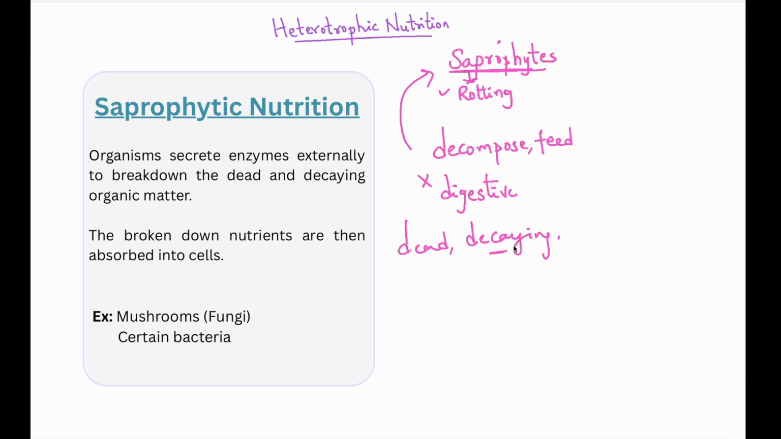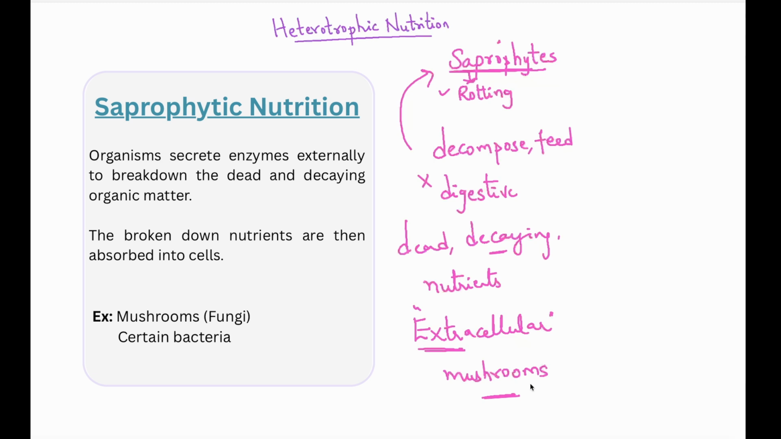So here we can say that the digestion is external because the food is broken down into simpler molecules outside the body. So once the food is broken down into simpler molecules, the nutrients can simply be absorbed into the body of the organism. So digestion here is extracellular. It is taking place outside the body of the organism. So the best examples for saprophytes are the fungi and some bacteria. So fungi such as mushrooms break down and absorb the nutrients from the dead and decaying organic matter or dead organisms.